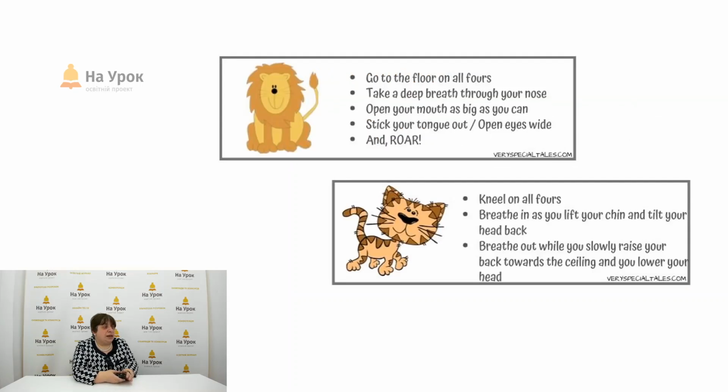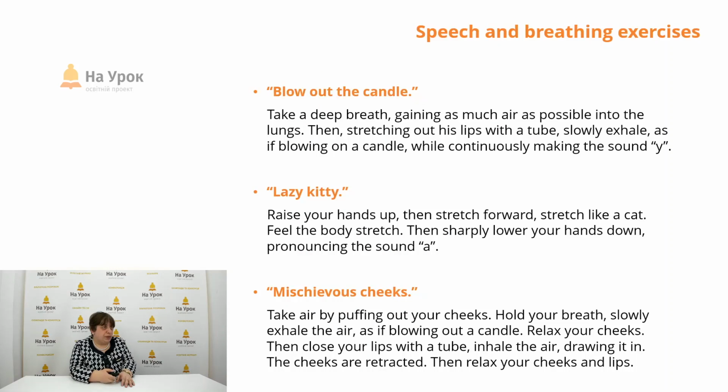What else? Some more examples of corrective exercises. For example, a lion or a kitten. Very clear explanation of the activity, and students can do this on their carpets. By the way, if the classroom allows the carpet to be put, so you are welcome. Especially in the primary school, it's no problem to do this.